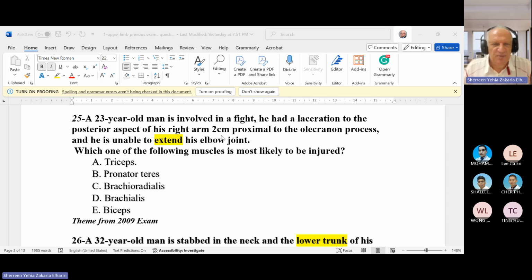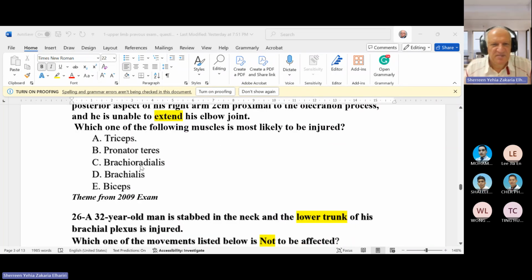Extensor of the elbow is mainly by the triceps muscle. Triceps, thank you. So it is the triceps muscle.